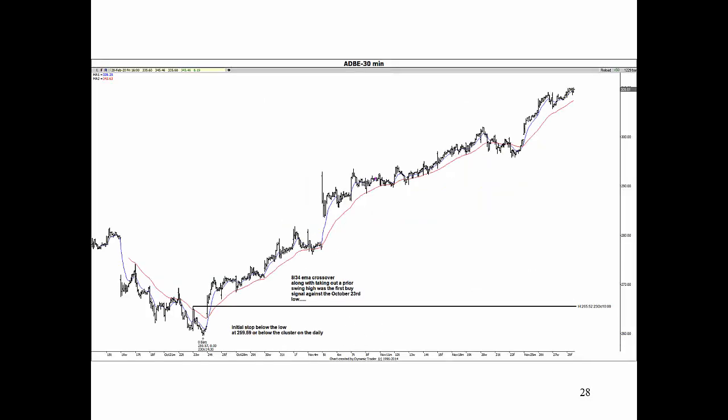Okay, so for example, this would be what I call a swing trade trigger on a 30-minute chart, and it's where you have both the 8/34 EMA crossover to the upside, and you also take out a prior swing high. So I want to see the pattern shift also. Basically, I'm looking at this pattern of lower lows and lower highs, and for me to see a shift in pattern, I want to take out a prior swing high. So once it does both, that's my buy signal.